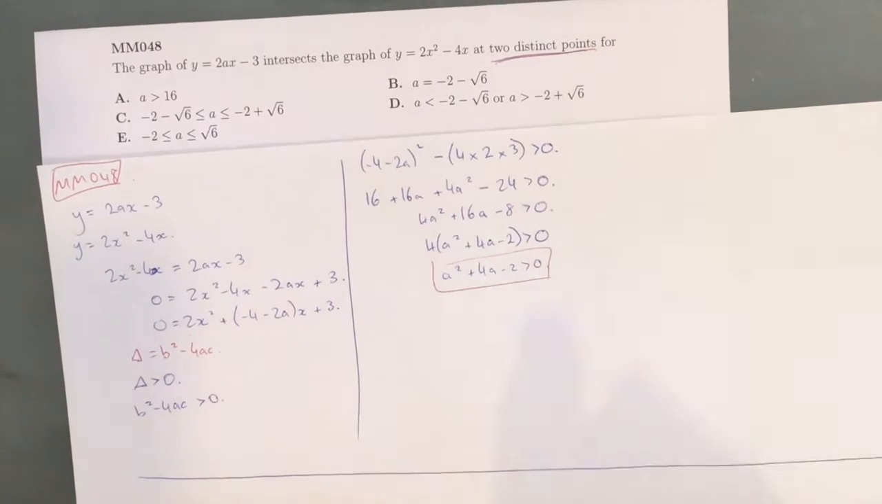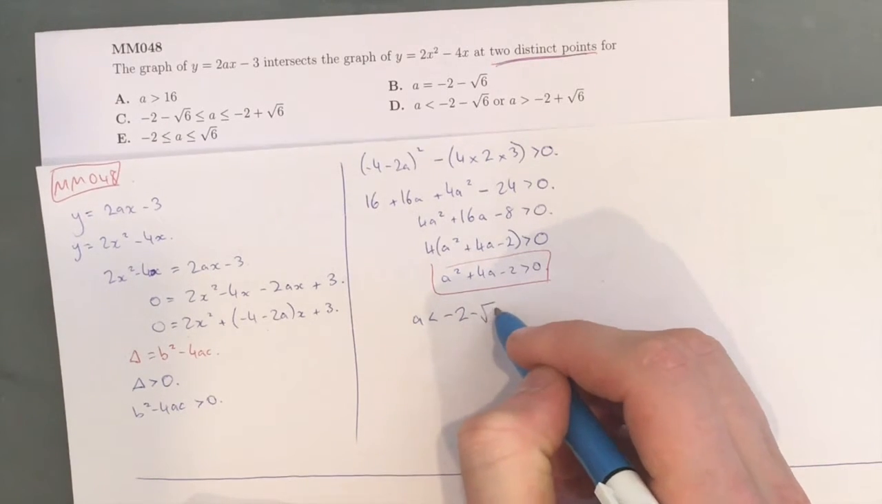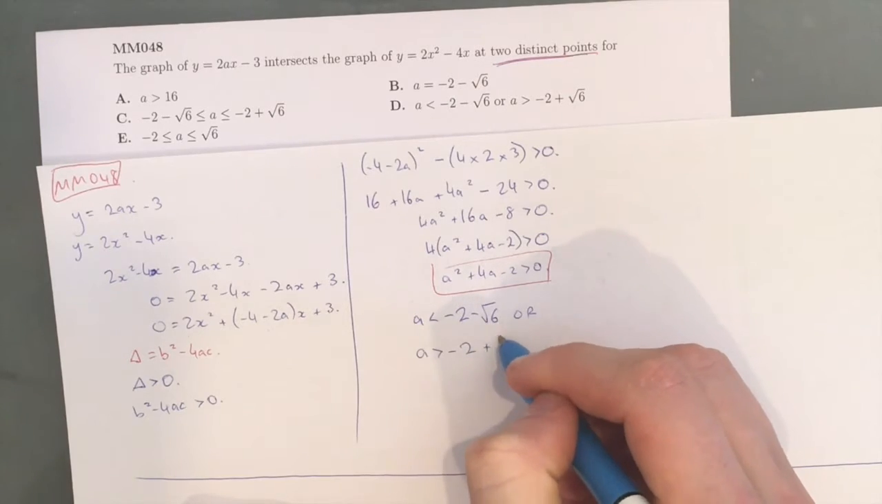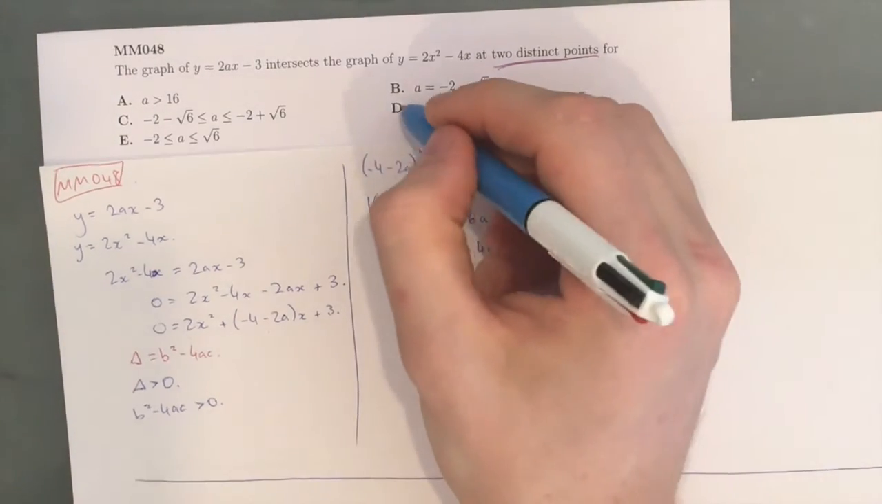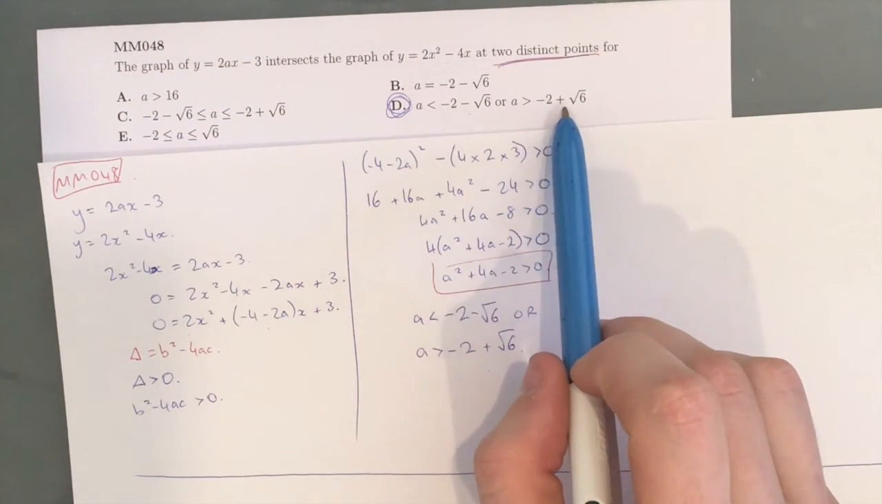Your CAS should tell you that a is less than -2 - √6, or a is greater than -2 + √6, which actually corresponds to our answer D: a is less than -2 - √6, or a is greater than -2 + √6.